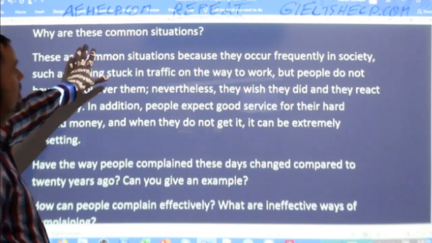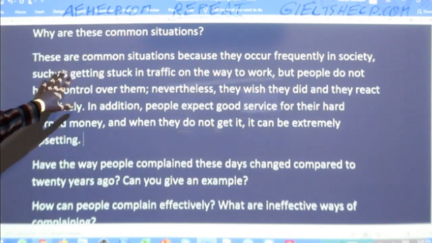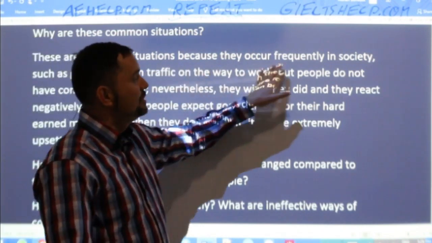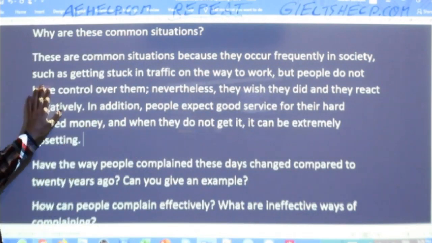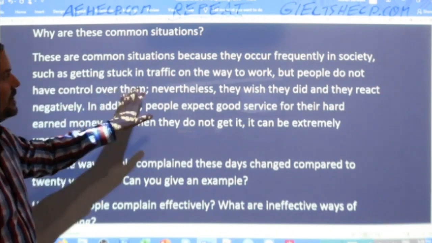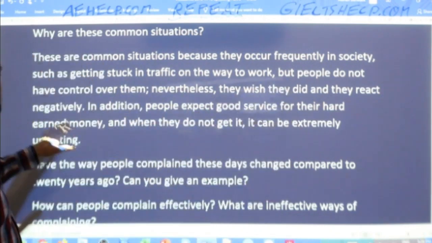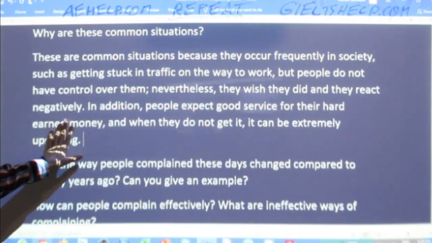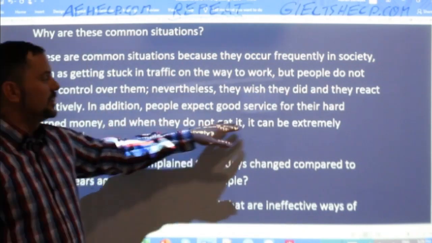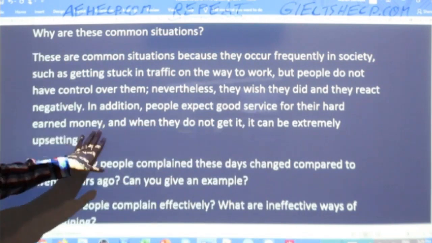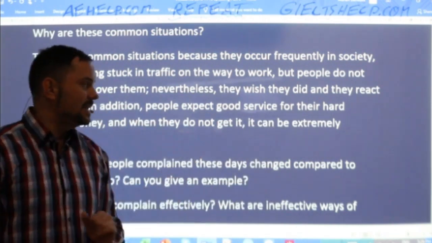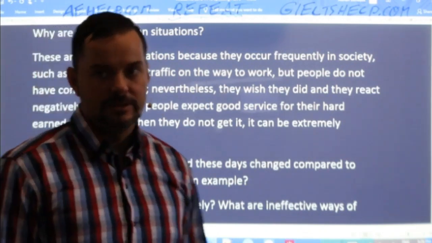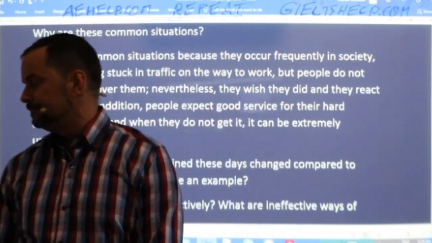Why are these common situations? These are common occurrences because they happen frequently in society, such as getting stuck in traffic on the way to work. But people do not have control over them. Nevertheless, they wish they did, and they react negatively. In addition, people expect good service for their hard-earned money, and when they do not get it, it can be extremely upsetting, so they complain. Okay, let's finish that idea.